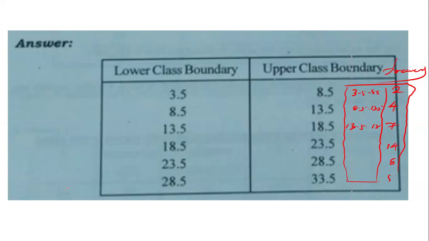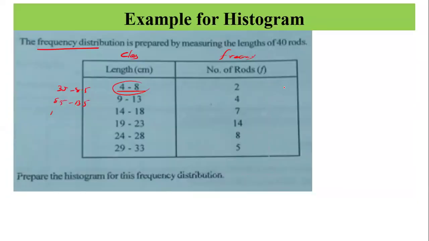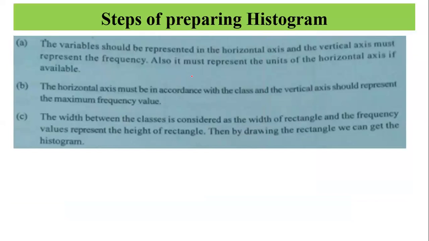Right, okay. Now I'll move on to discuss how to prepare the histogram based on the frequency distribution. The variable should be represented on the horizontal axis and the vertical axis must represent frequency. That means the frequency, 2, 4, 7, 14, 8, 5. The frequency should be presented on the y-axis. Okay, this is the first step.